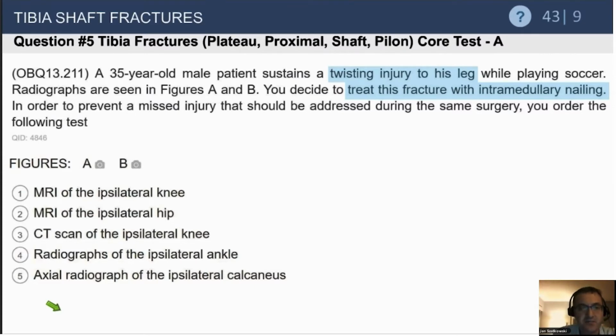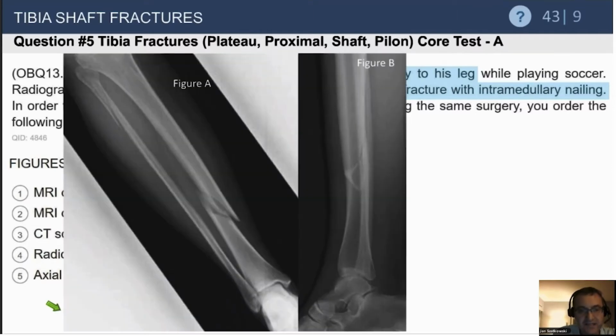In order to prevent a missed injury that should be addressed during the same surgery, you order the following test. Okay, so the missed injury, we're talking about a twisting injury. When you're talking about a twisting injury, many times we're talking about a spiral distal third, and this will often be someone who slipped on ice, or soccer. These are typical mechanisms you actually see in practice.